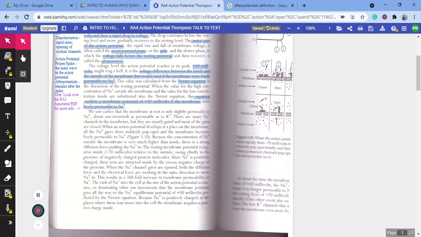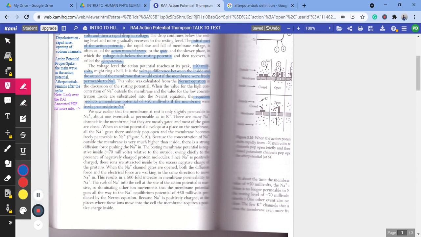We saw earlier that the membrane at rest is only slightly permeable to sodium ions, about 1/28 as permeable as to potassium. There are many sodium channels in the membrane, but they are mostly gated and most of the gates are closed. When an action potential develops at a place on the membrane, all the sodium gates there suddenly pop open and the membrane becomes freely permeable to sodium ions, which is shown in figure 3.10.